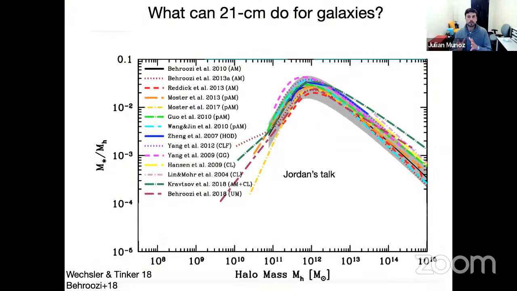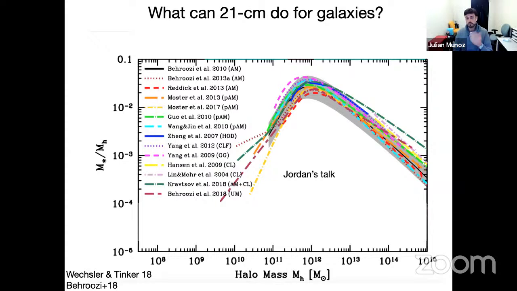And the question I'm going to ask: we had a lot of great talks in the SIP. Since I'm the last speaker, I get the privilege of telling you a little bit about all of them. So the question I'm going to ask is, what can 21 centimeter do for galaxies? For example, today Jordan told us about the stellar-to-halo mass ratio and star formation rate of galaxies and how that may evolve or not with redshift. And it has some shape that looks something like this.